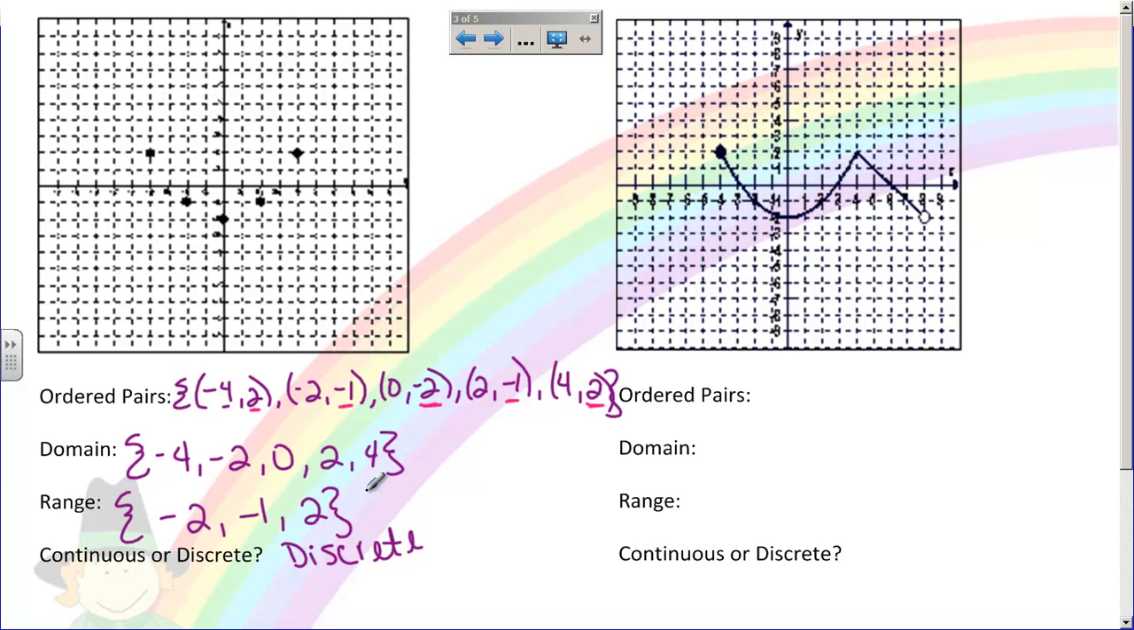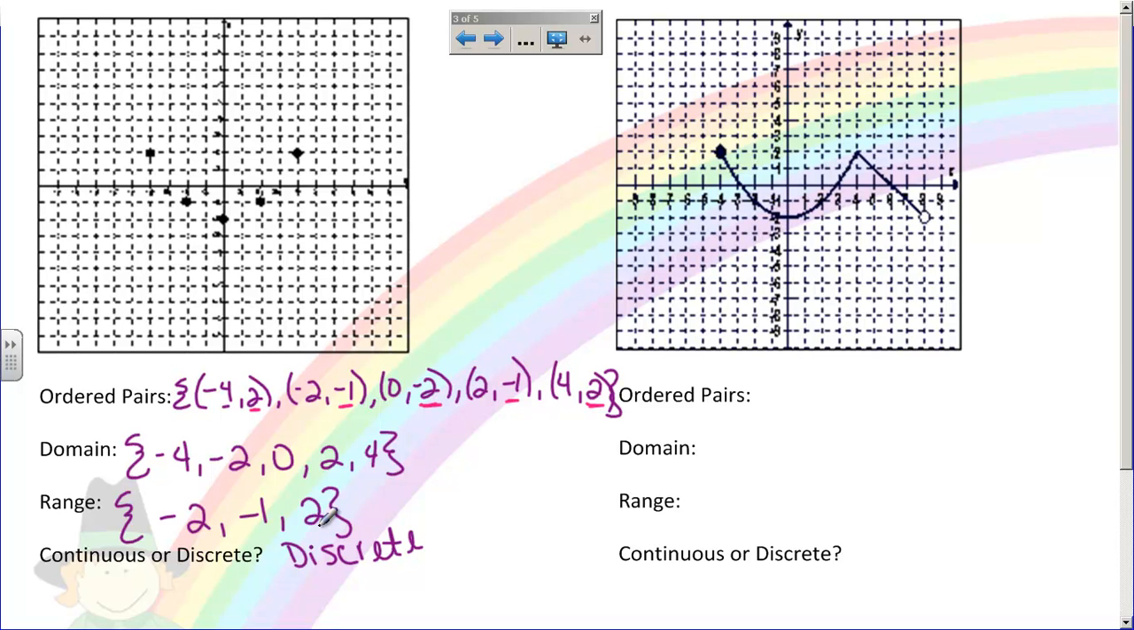The reason why is you're saying that my range is all of these numbers, -2, -1, and 2. Well, if I've already said that the range includes -1, there's no reason to say the range includes -1 again. You're just repeating yourself, and that's unnecessary. So we never list repeated values. Okay? So there is your domain and your range for that function.